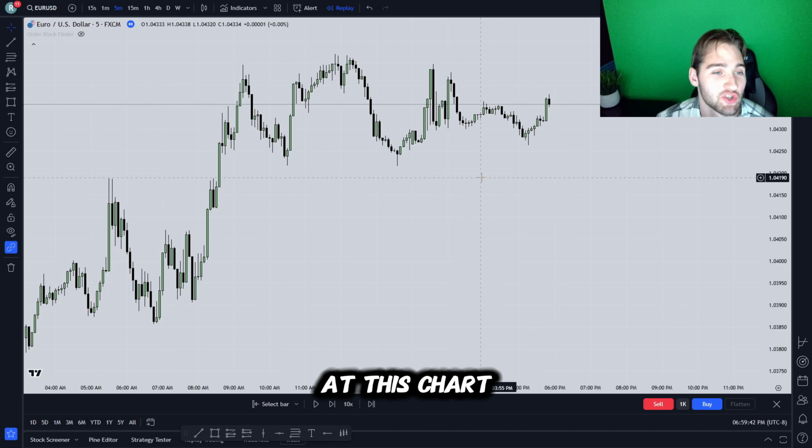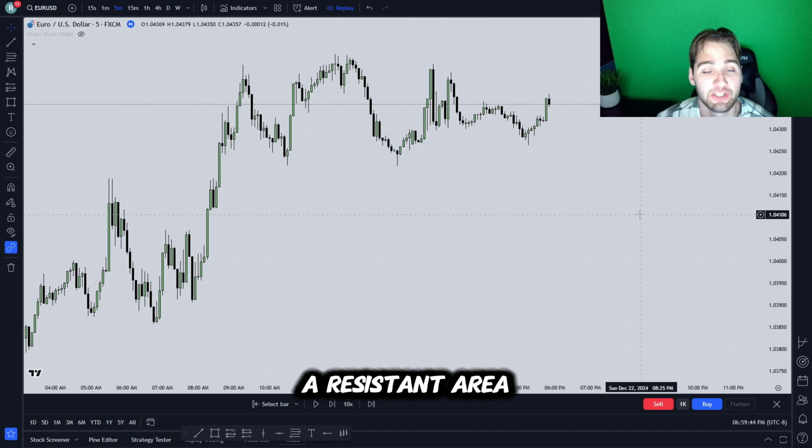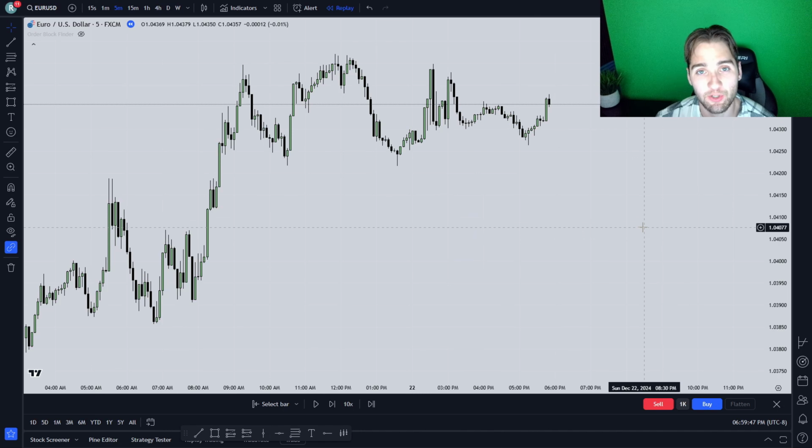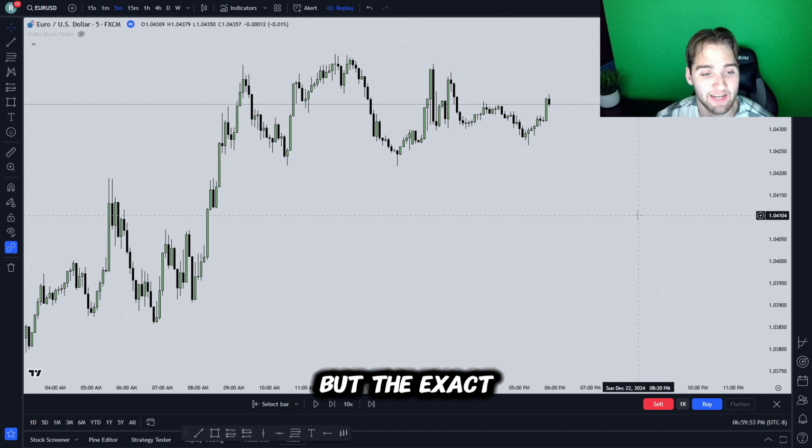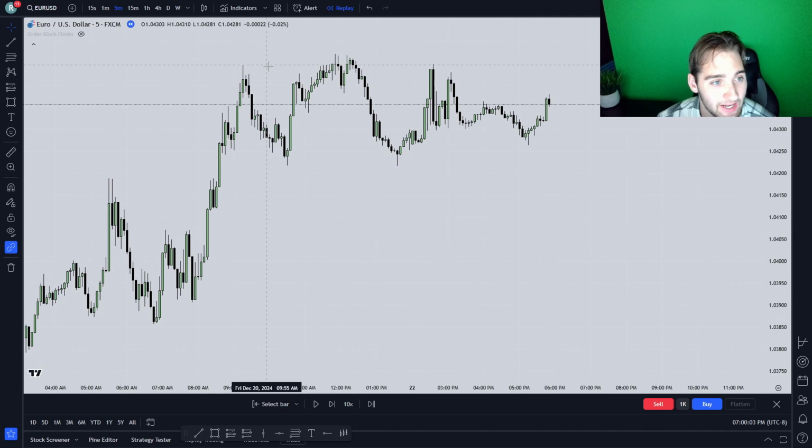Alright, looking at this chart here, we're looking at a resistance zone. So where is our resistance? It's like support, but the exact opposite. We're looking for price to get into a zone where it rejects off and doesn't get through that zone, which acts as resistance. Same thing like we did with our support, where we looked for lows, which is a support zone. Now we're going to look for resistance.